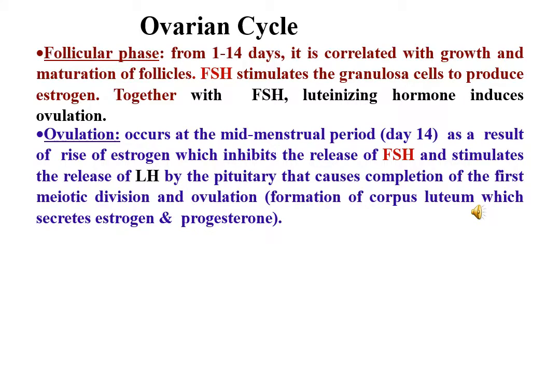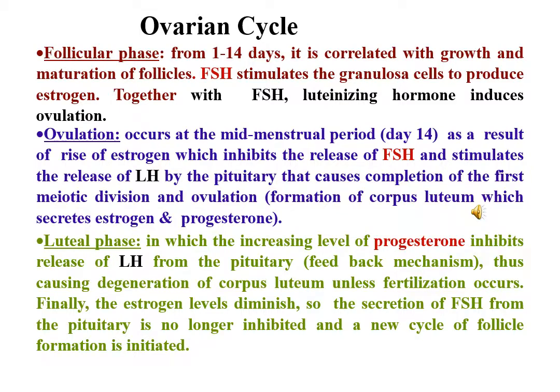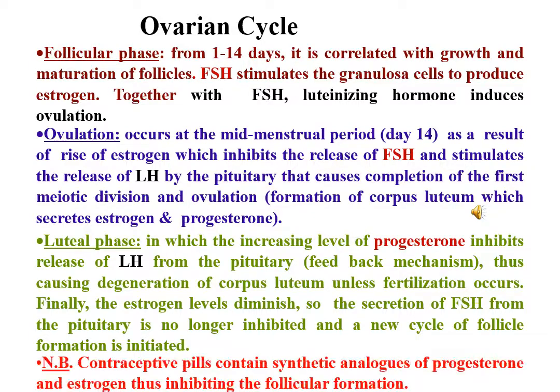Luteal phase, in which the increasing level of progesterone inhibits the release of luteinizing hormone from the pituitary. Feedback mechanism, thus causing degeneration of the corpus luteum unless fertilization occurs. Finally, the estrogen levels diminish, so the secretion of follicle-stimulating hormone from the pituitary is no longer inhibited, and a new cycle of follicle formation is initiated.